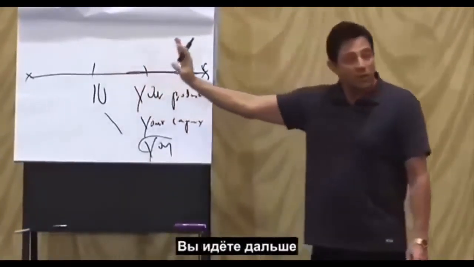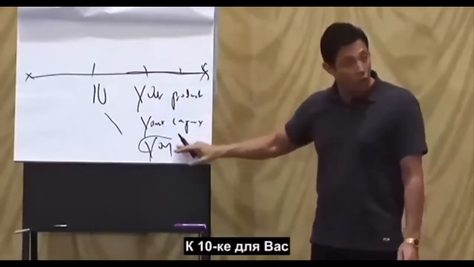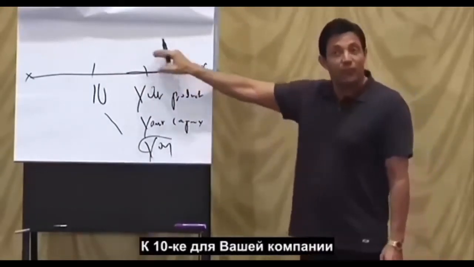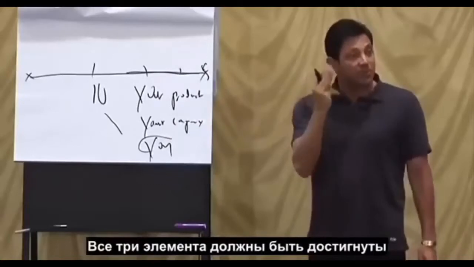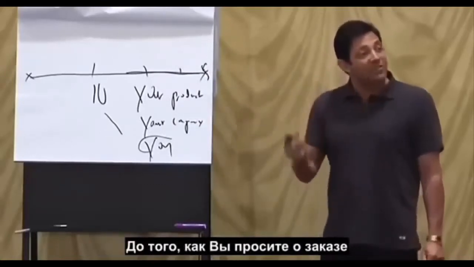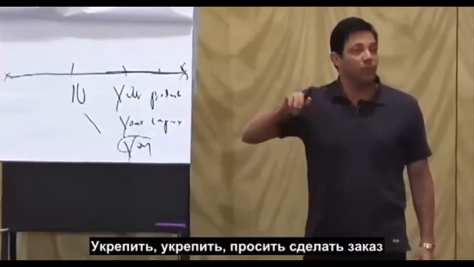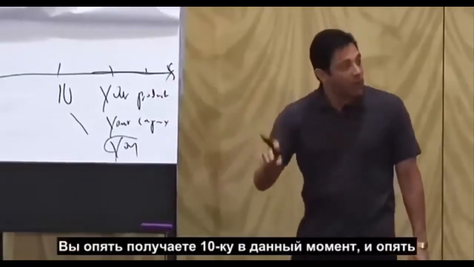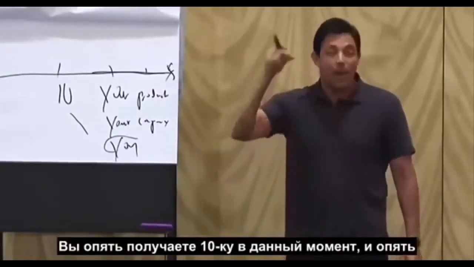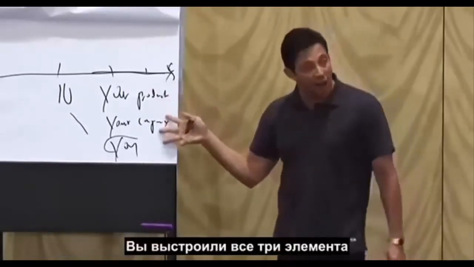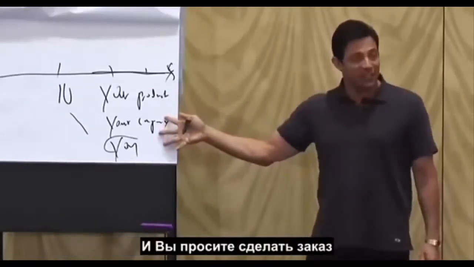So you get into a 10 in the moment with a pattern. You move forward. You get into a 10 for you. You get into a 10 for your company. All three things have been established. Before you ask for the order, it's got to be reinforce, reinforce, ask for the order. Reinforce, reinforce, ask for the order. You bring them up to a 10 again in the moment, a 10 again in the moment, and bam. You let all three line up, and you ask for the order.